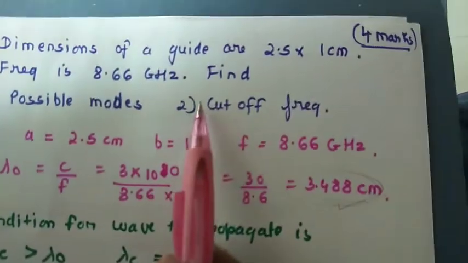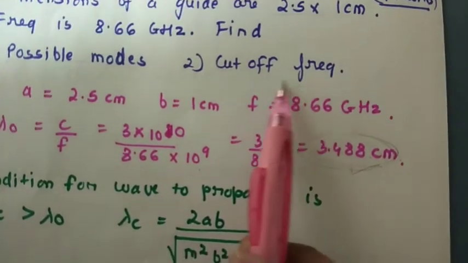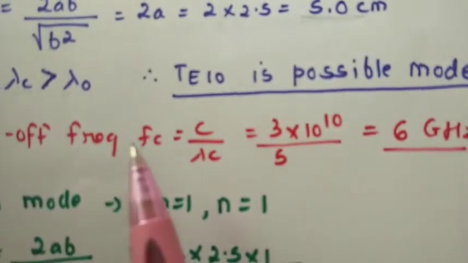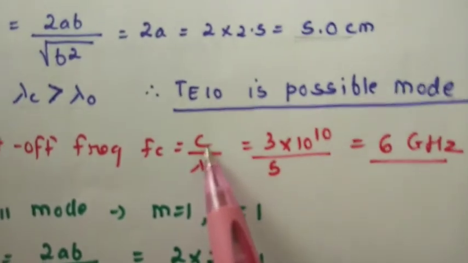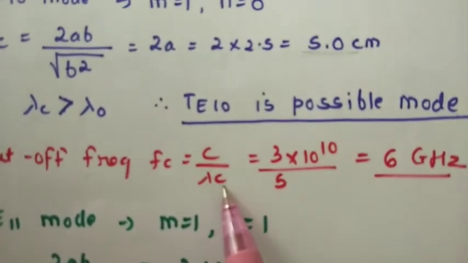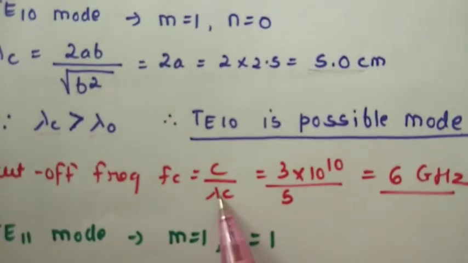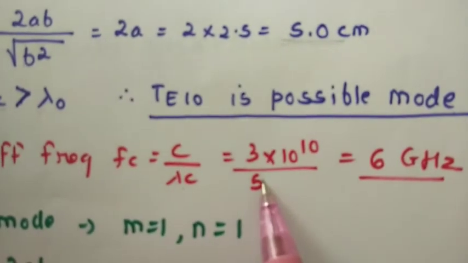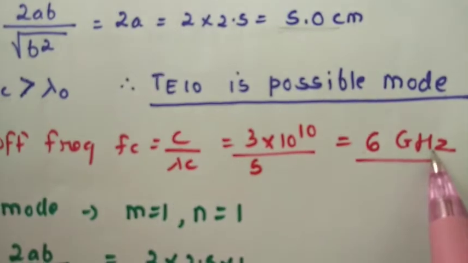And we are also asked to calculate the cutoff frequency. Since this is the only possible mode, we can calculate the cutoff frequency. And cutoff frequency for the dominant mode, as we have already seen, is fc equal to c upon lambda c, or in general for any frequency f is equal to c by lambda. So fc is equal to c by lambda c. Substitute the value, so we get the cutoff frequency fc is equal to 6 gigahertz.